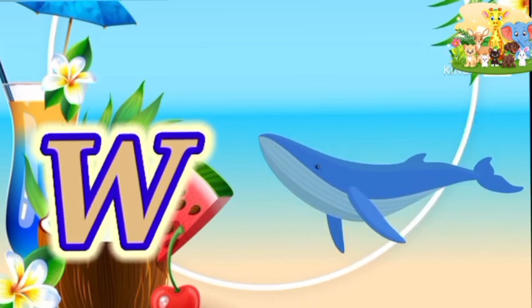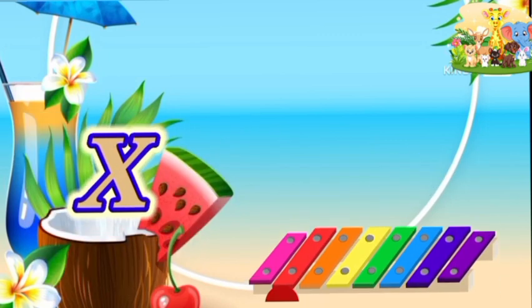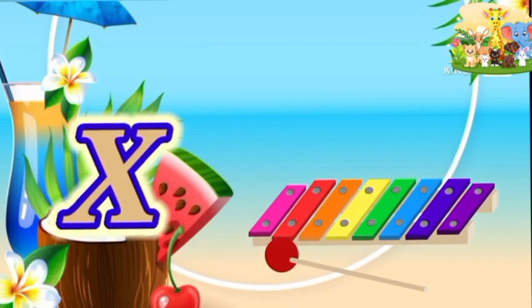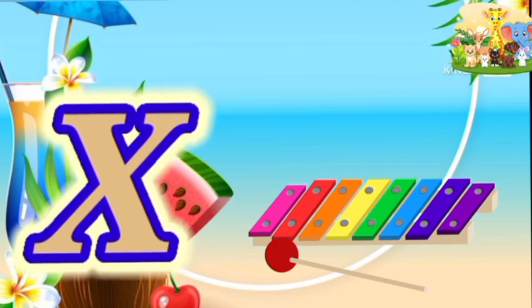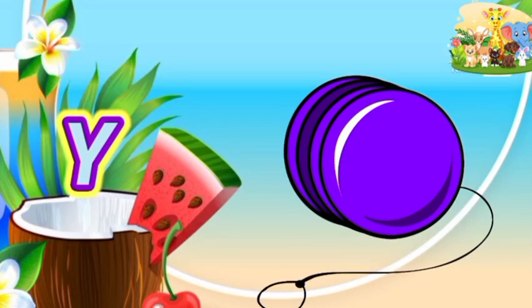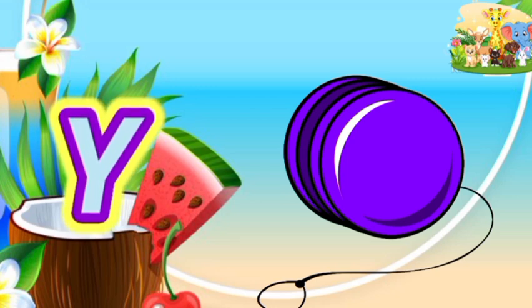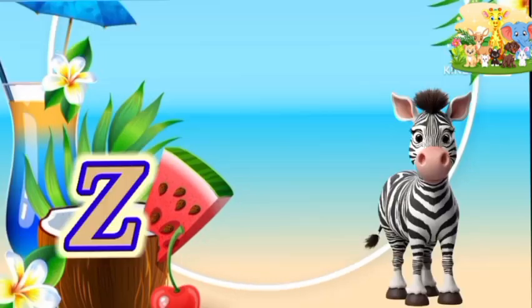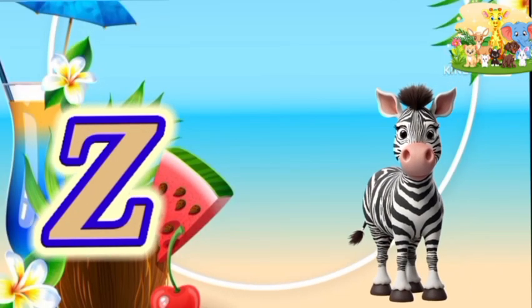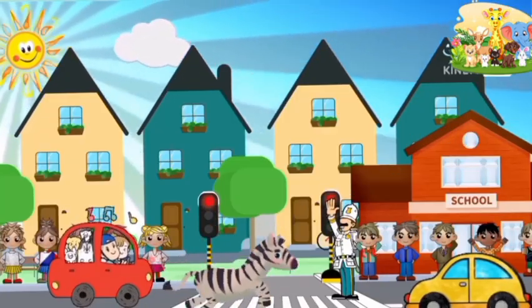W is for whale. W, whale. X is for xylophone. X, xylophone. Y is for yo-yo. Y, yo-yo. Z is for zebra. Z, zebra.